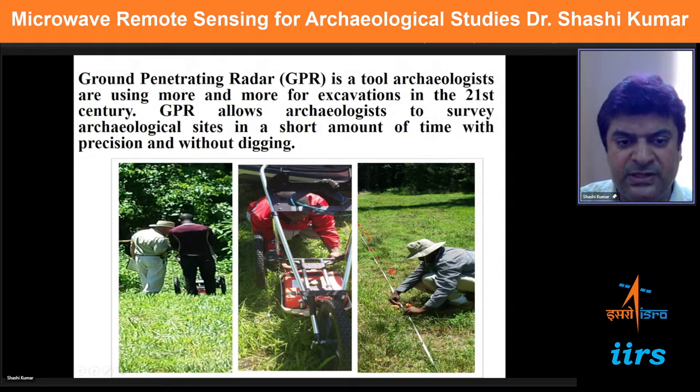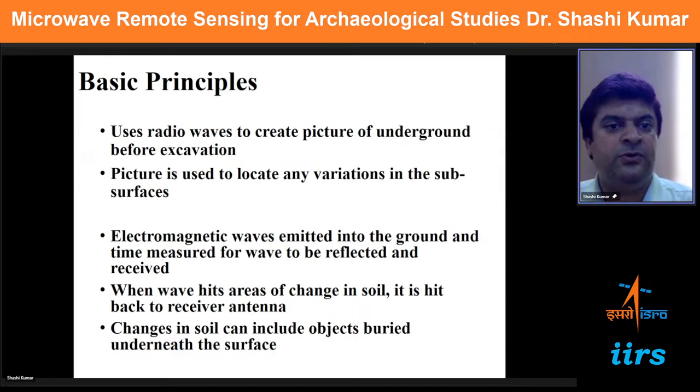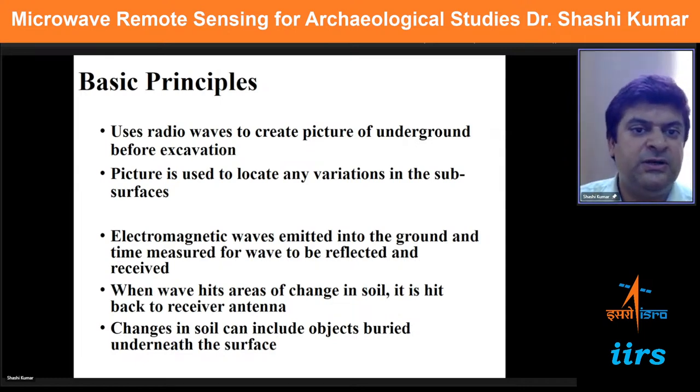Here you can see that the GPR is placed, and because it is near the Earth's surface, it will transmit electromagnetic pulses, and those pulses will be received by the sensor. Based on the interpretation of those pulses, one will be able to find out the subsurface feature information. It uses radio waves to create a picture of the underground before excavation, and the picture is used to locate any variation in the subsurface feature.